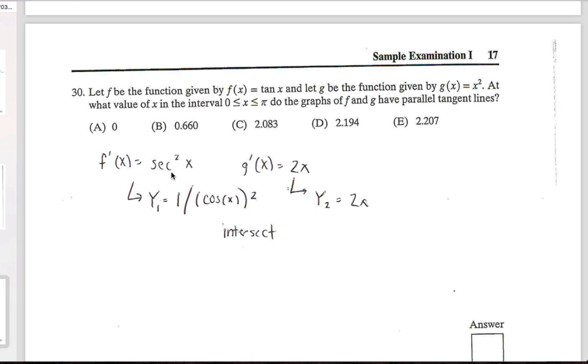So then I want to know where they are the same, right? Parallel is same slope. So in Y1, you don't have a secant button on your calculator. So what you need to do is you need to do 1 over cosine. And that cosine is squared because it's 1 over cosine squared.